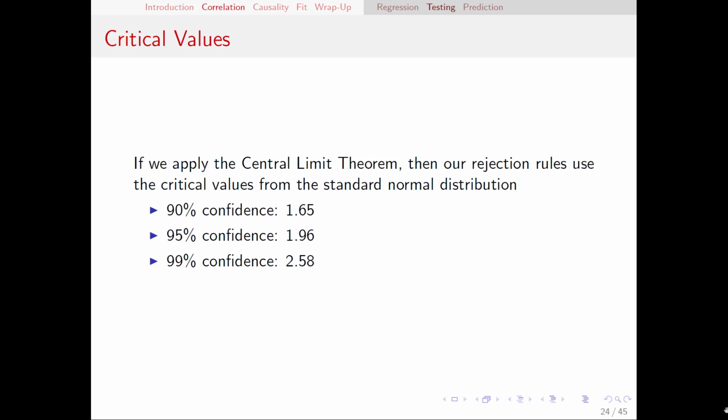These are 3 numbers that are worth committing to memory. For 90% confidence, our critical value is 1.65. For 95% confidence, our critical value is 1.96. And for 99% confidence, our critical value is 2.58. The critical value is the number that we compare our t-statistic to, to decide whether or not we're going to reject the null. You can see that for higher confidence levels, we require a higher and higher t-statistic to cross the critical value and get the rejection of the null hypothesis. But if the t-statistic does cross those, then we have a stronger rejection.